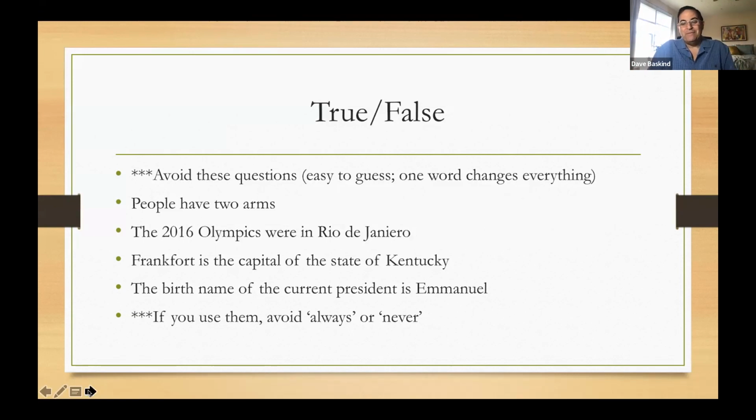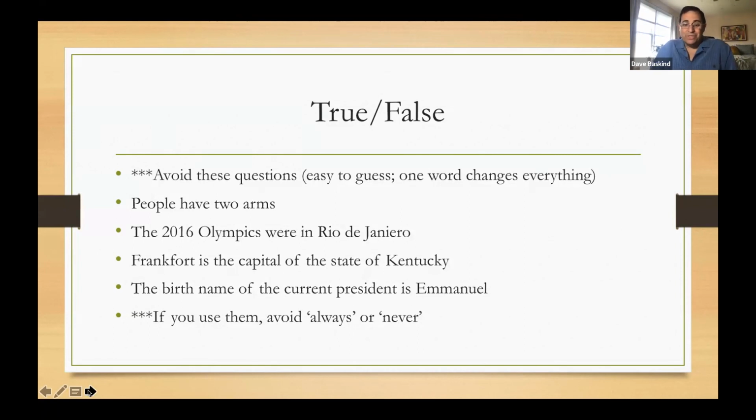Next one, the birth name of the current president is Emmanuel. Well, that's not the correct birth name of the current US president. However, it is the correct name at birth of the current president of France, Emmanuel Macron. So if you said that is a false item, I might argue with you. I would say that's a true item. It just isn't specifying the president of what. So you've got to be really, really careful if you choose to write true-false items. Again, my preference is to not use those.